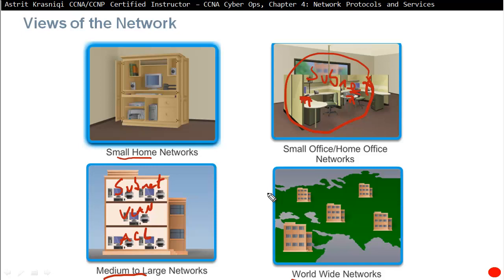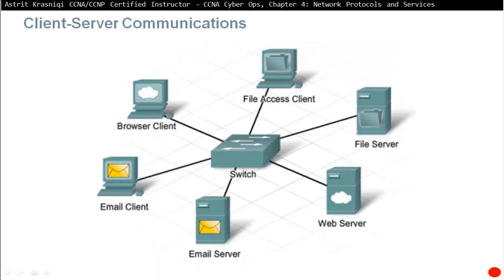In fact, the term internet means a network of networks. The internet is literally a connection of interconnected private and public networks. Client-server communications. All computers that are connected to a network and that participate directly in the network communications are classified as hosts. We call them hosts.